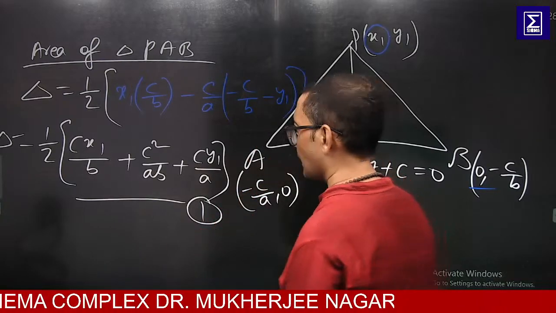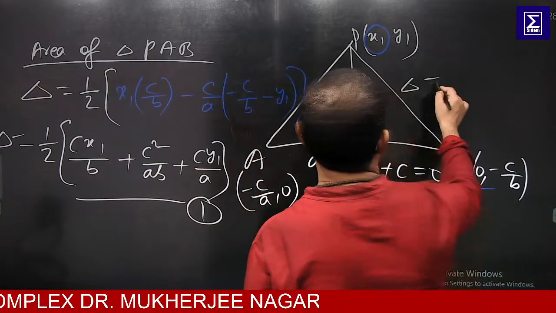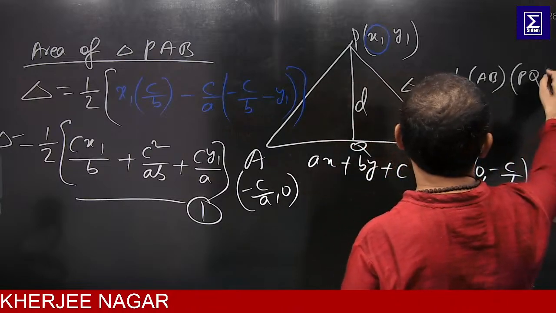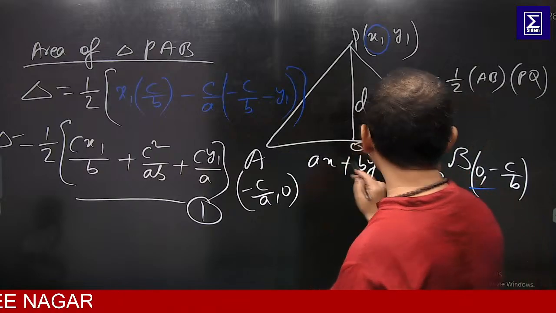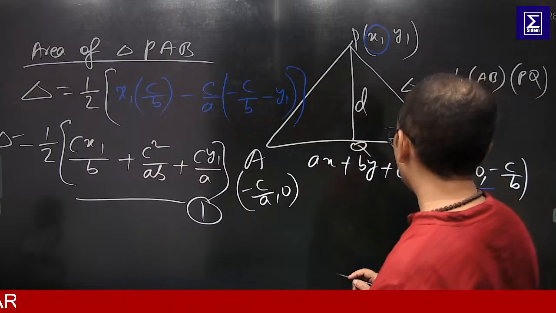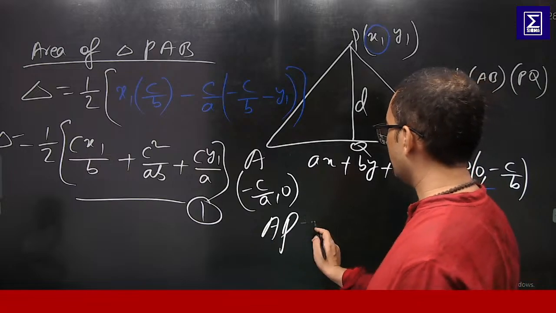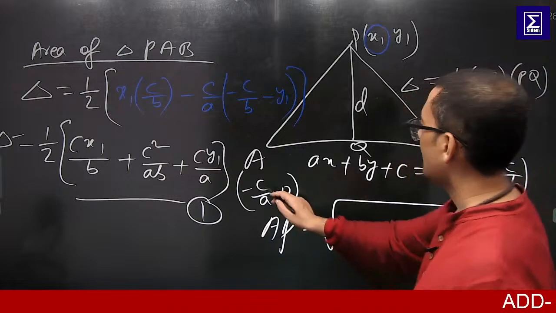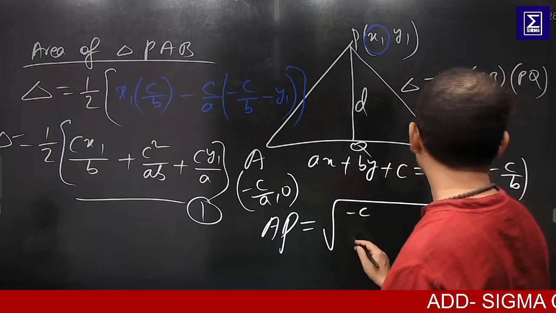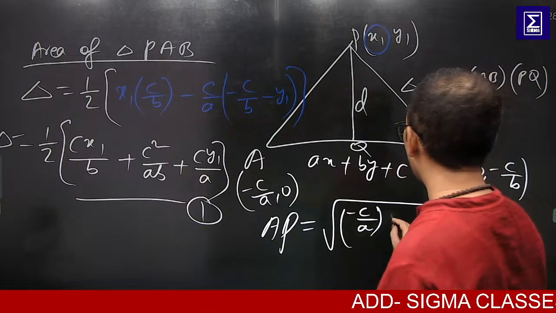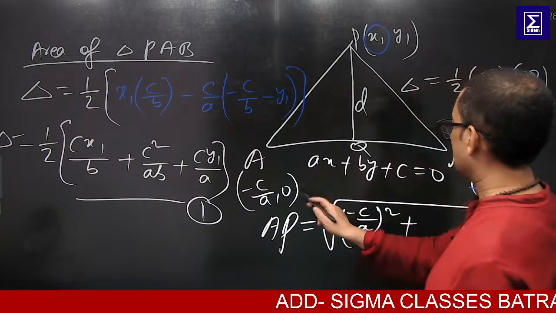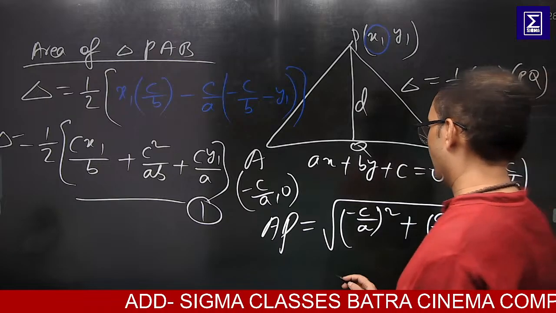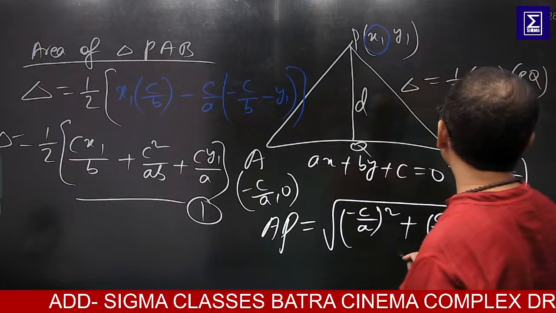Now again, to get the area of triangle, half times AB times PQ, we have to find the distance A and P, AP. So AP will be nothing but root under (C minus C upon A) whole square plus (0 minus C upon B) whole square. So this relation is also established.